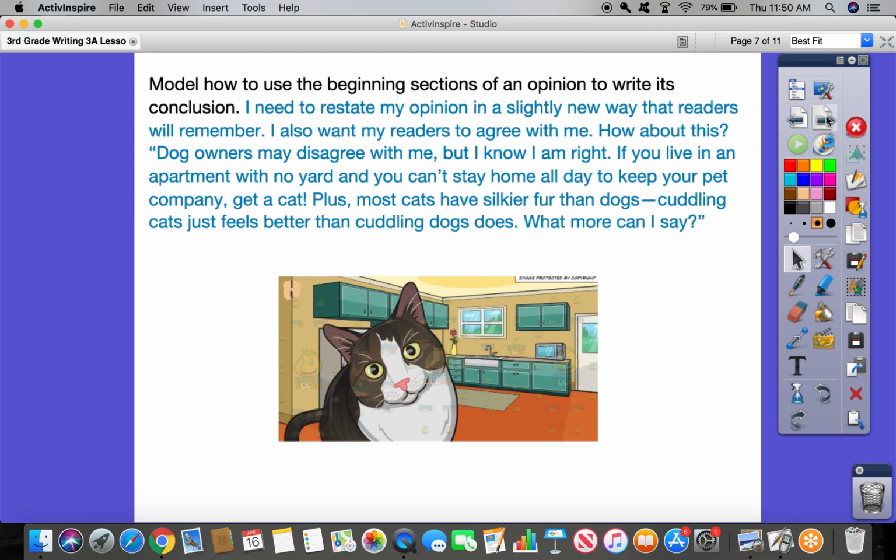To model how to use the beginning sections of an opinion to write its conclusion, I need to restate my opinion in a slightly new way that readers will remember. I also want my readers to agree with me. How about this? Dog owners may disagree with me, but I know I am right. If you live in an apartment with no yard and you can't stay home all day to keep your pet company, get a cat. Plus, most cats have silkier fur than dogs. Cuddling cats just feels better than cuddling dogs does. What more can I say?